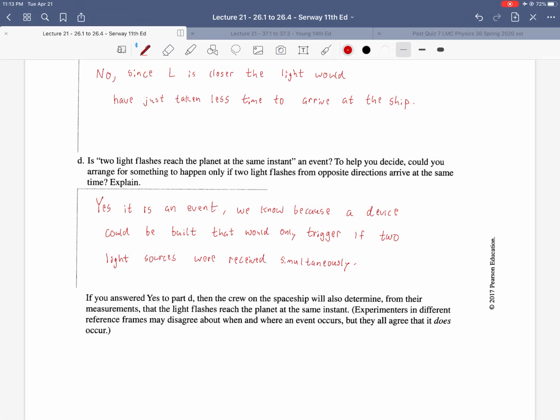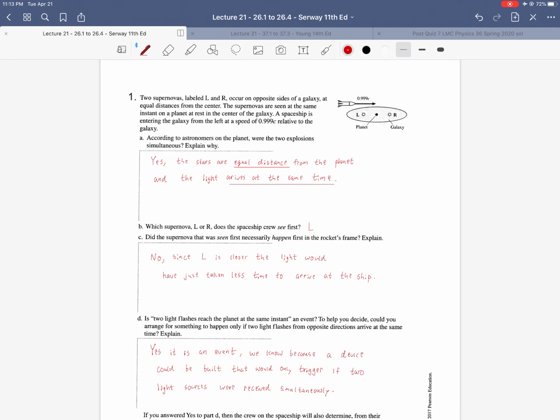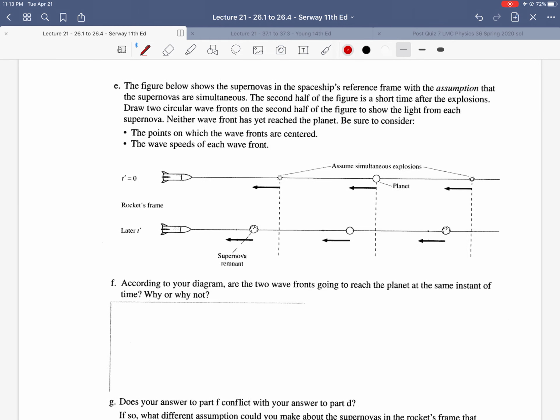Got it. Okay. Now, also both the supernovas blew up. It's not like in some reference frame one of the supernovas never happens, right? So we agree on that. We have three events really now: supernova L exploding, supernova R exploding, and both waves reaching the planet in the middle of the galaxy at the same time. Okay.